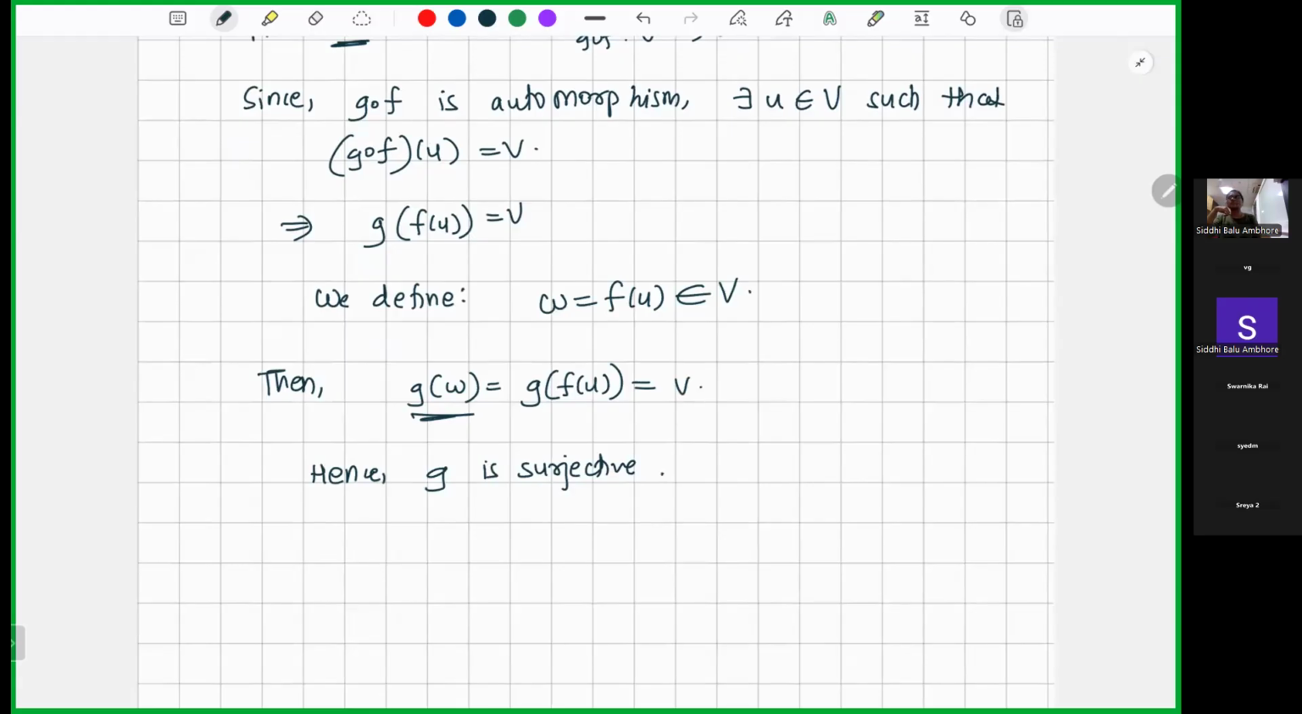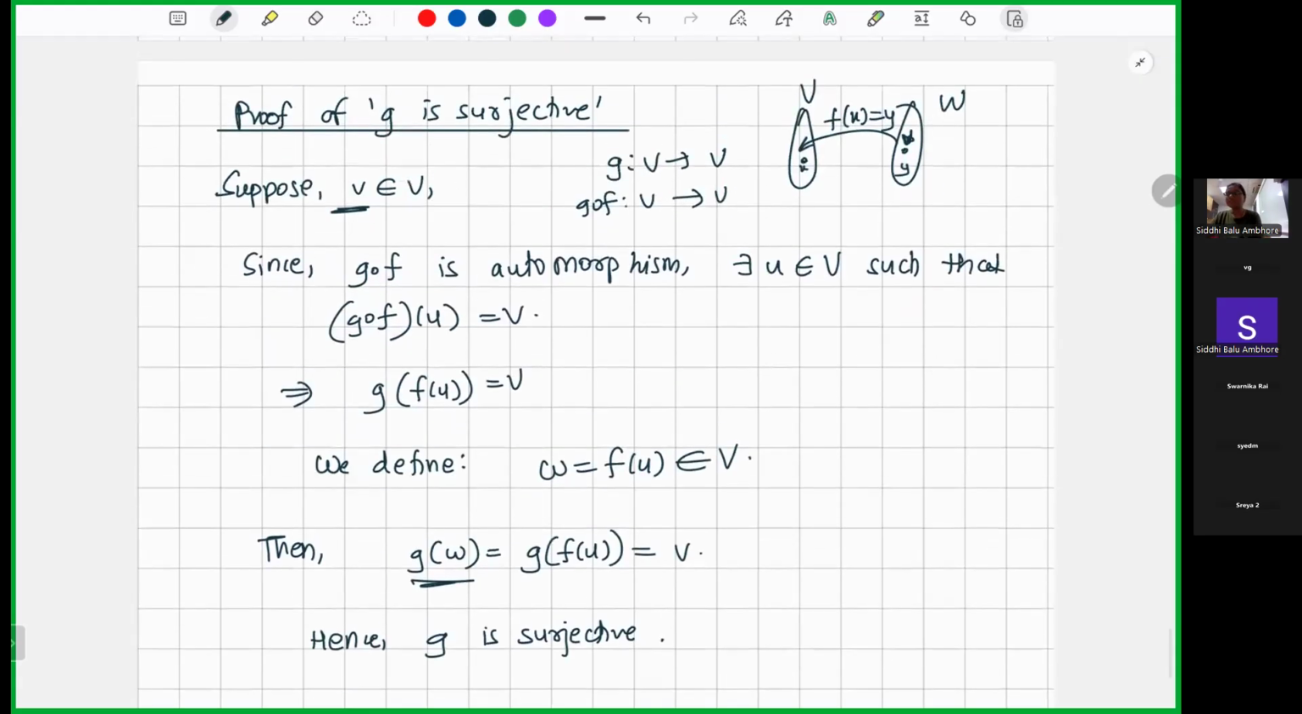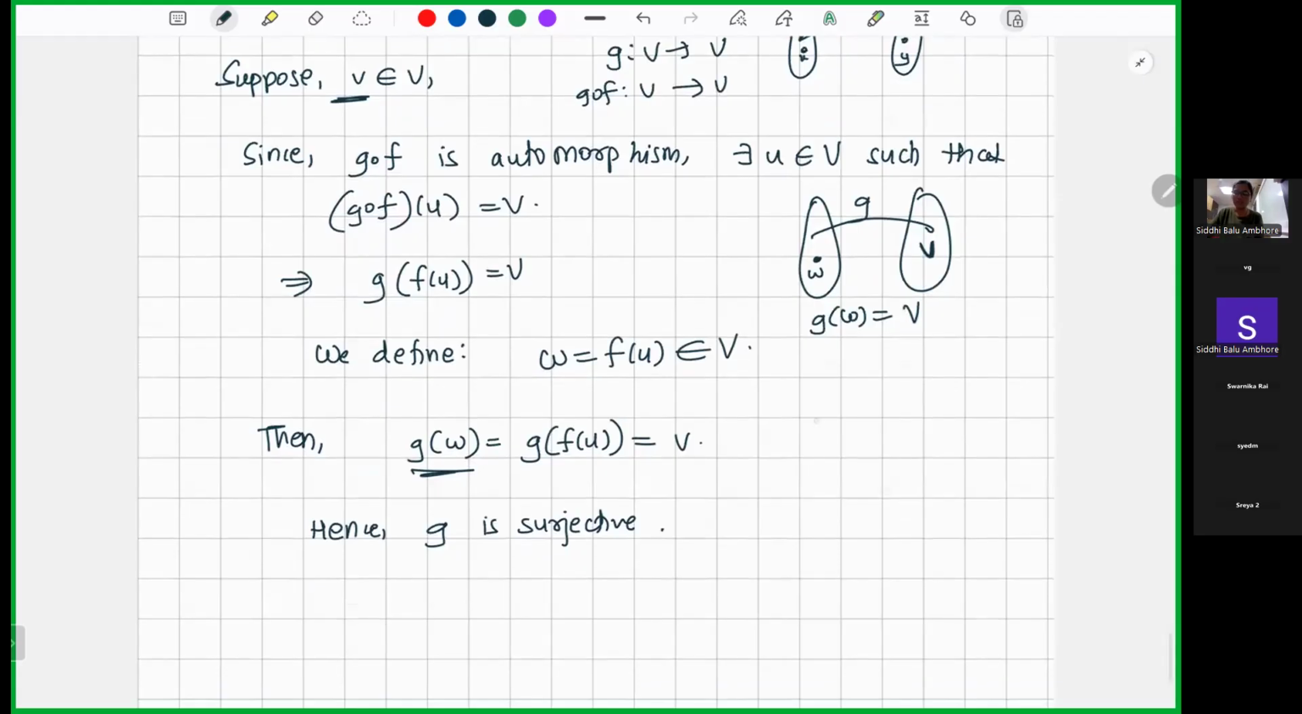Ma'am, can you explain one more time? Yes, sure. So the surjectivity part, right? What we did was, for this G, I started with V here, and I want some W here such that G of W is V. But what I have is this information. So this is my F and this is my G. Okay, write this out. Yes, ma'am.